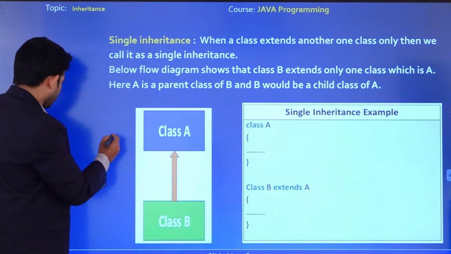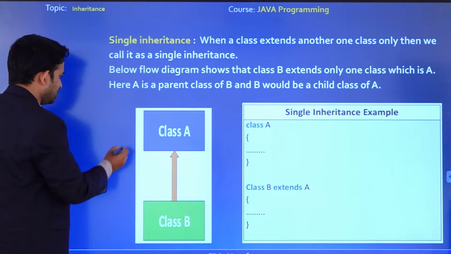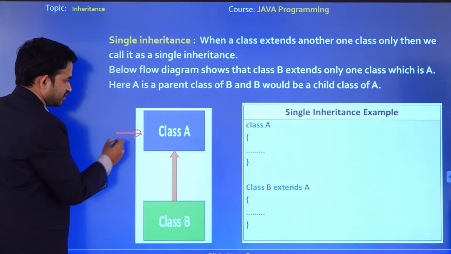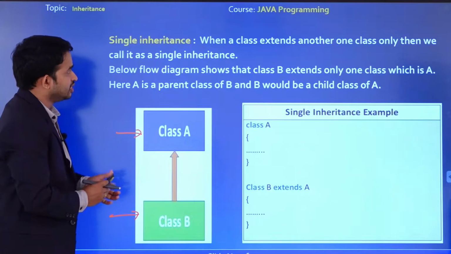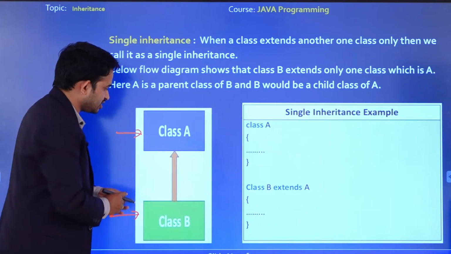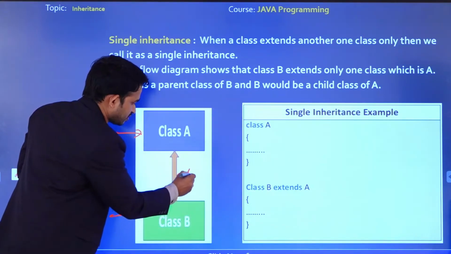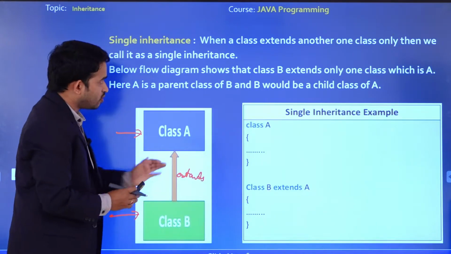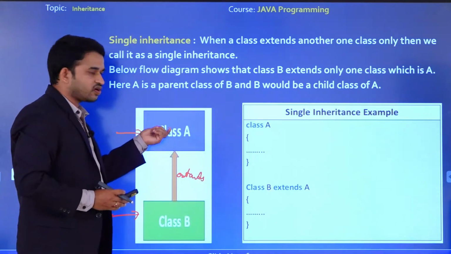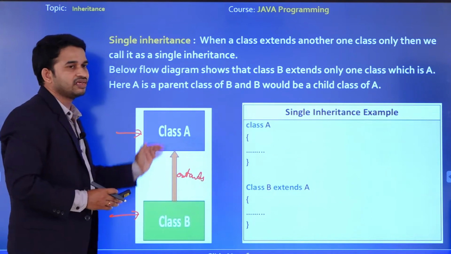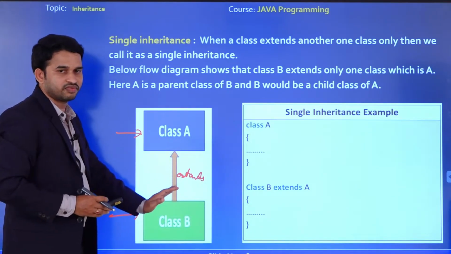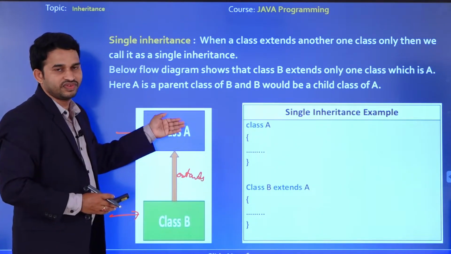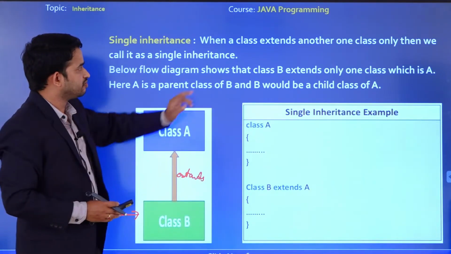Let's take one example here. In this example, we are declaring one class, class A. Here one more class we are declaring, that is class B. Class B extends another class. So what is the other class? Class A. This is a simple example of single inheritance. One class acquires the properties from one more class, and we call that single inheritance. That is the meaning of this statement.